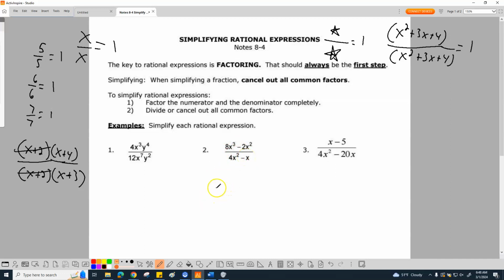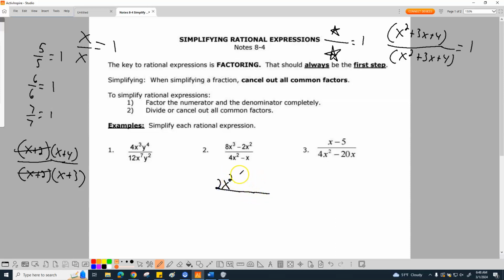So what I'm going to do on my first step is apply any GCF that I can. I'm going to focus on the numerator first. I see an 8, an x cubed, a 2, and an x squared. Between the 8 and the 2, I can pull out a 2. All right, that's good to know. And then I look at my x cubed and my x squared, and they both have x's. You're going to pull out the smallest x, meaning in this case, x squared.